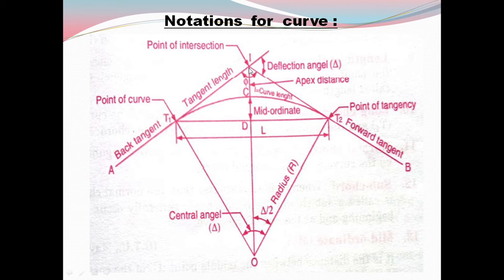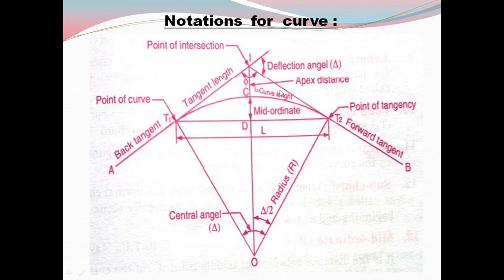While joining I to O, we will get one straight line. It will meet the curve at one point. So T1, T2 is called the length of the curve. T1, T2 is also called the length of the long chord. The line will pass through the midpoint of the curve as well as the long chord. So the external distance is C to I, outside of the curve, beyond the tangent. So C to I is called the external distance. And C to D is called the mid-ordinate.